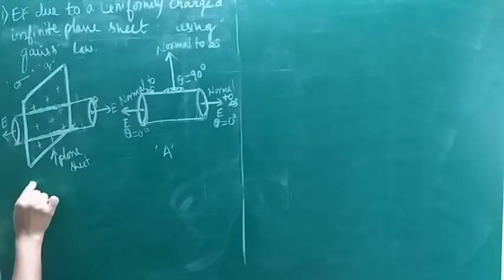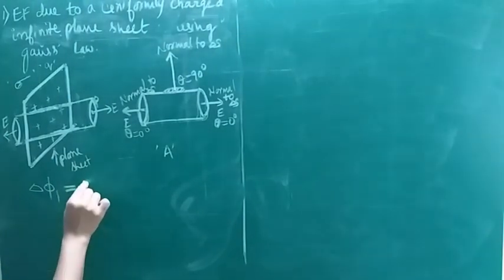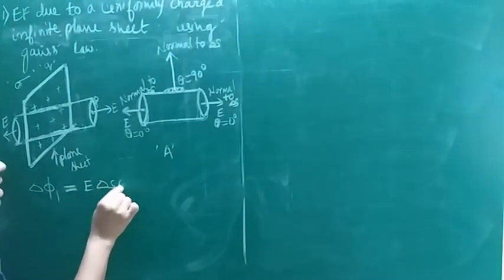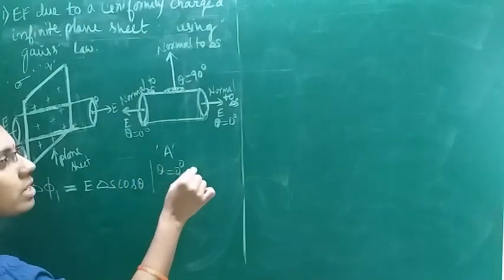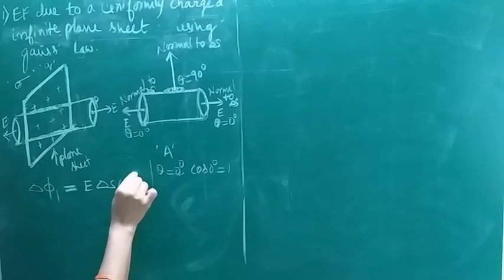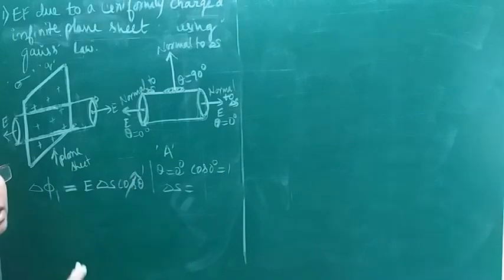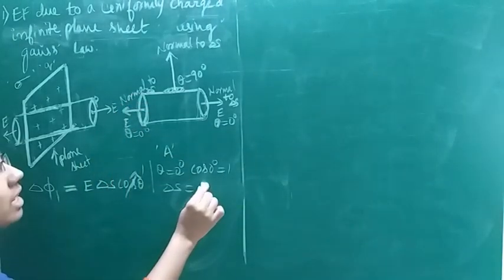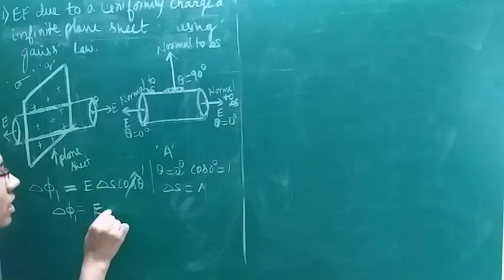Therefore we can write the flux due to the first circular end, delta phi 1, is equal to E into delta S cos theta. Here theta is 0 degree. If theta is 0 degree, cos 0 degree is equal to 1. The area of this is A, as we have already considered. Therefore, the flux due to the first surface, delta phi 1, is E into A.